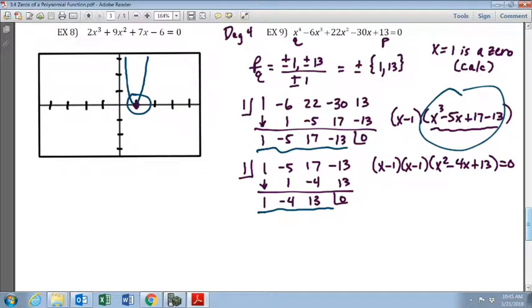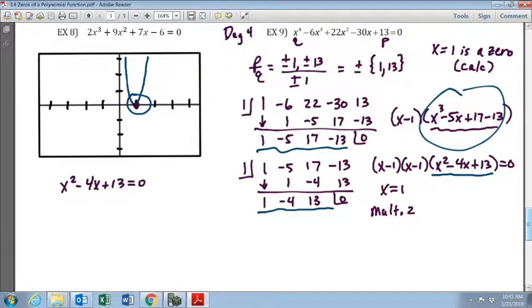Now unfortunately, certainly x equals 1 is a 0, that's one that has a multiplicity of 2, which means we should get 2 more solutions, which we'll get from this quadratic equation here. The problem is this thing isn't going to factor. The factors of 13 are just 1 and 13, and there's no way we're going to get that to add to -4. So we're just going to have to set this equal to 0 and use the quadratic formula.